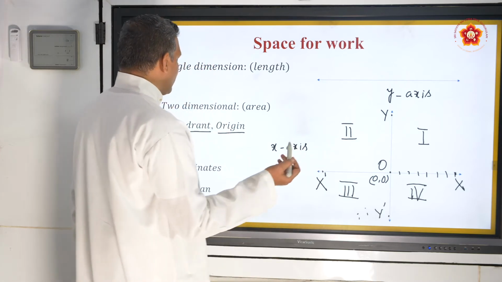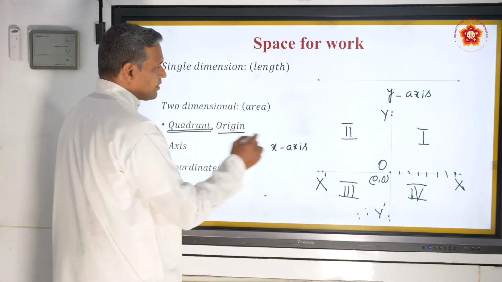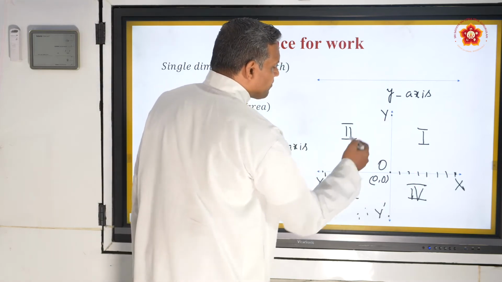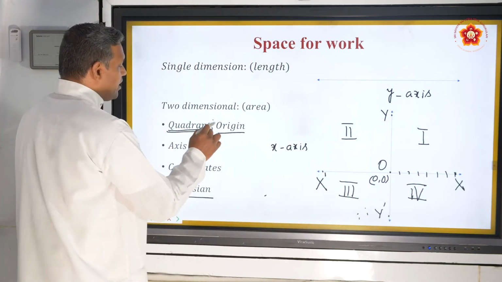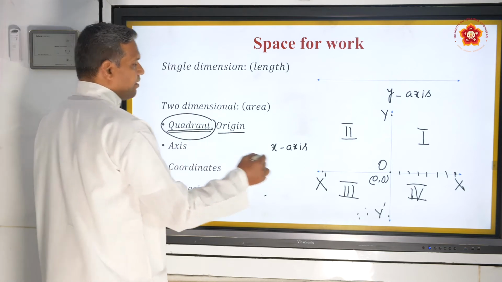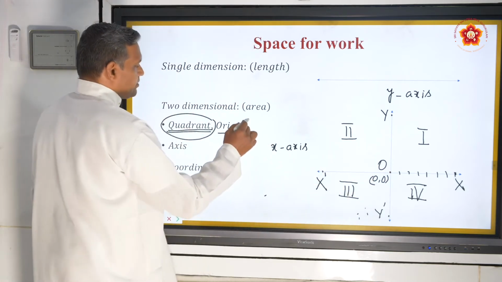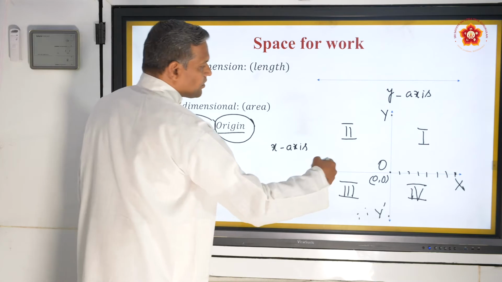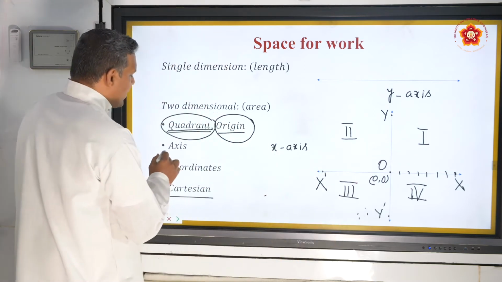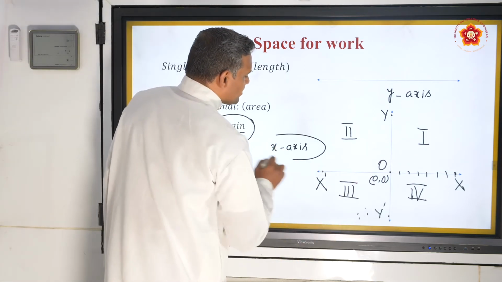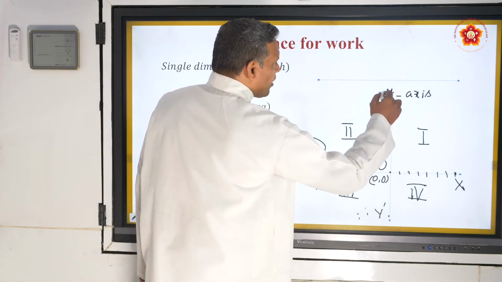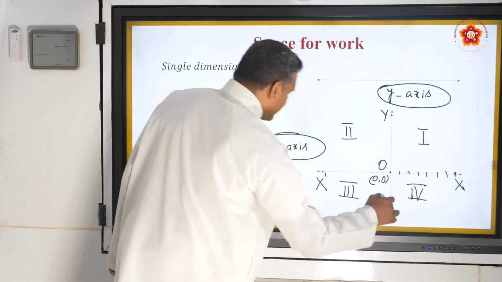Understand? So now what are the things that we understood? Quadrant: the quarter, first quarter, second quarter, third quarter, fourth quarter, we call them quadrants. Origin: origin means the midpoint, the point of intersection of both x and y axis. And then axis: small x axis is this horizontal line and small y axis is this vertical line.